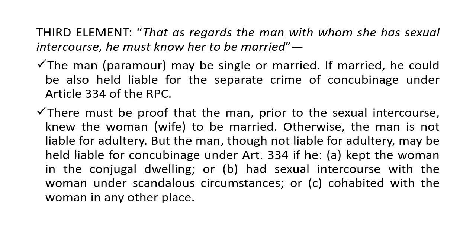Now, let us say the man is not liable for adultery because he did not know the woman to be married, but he himself is married. He may be held liable for concubinage under Article 334 if he commits any of the ways of committing the crime of concubinage under the said article. That is, if he, for example, keeps the woman in the conjugal dwelling, or he had sexual intercourse with her under scandalous circumstances, or he cohabited with her in any other place.